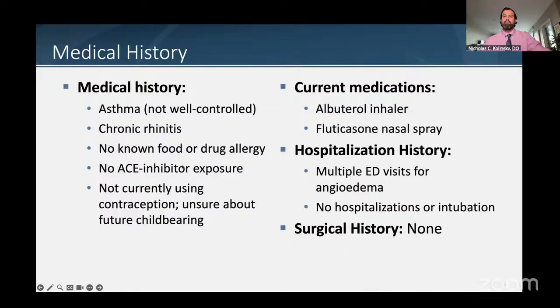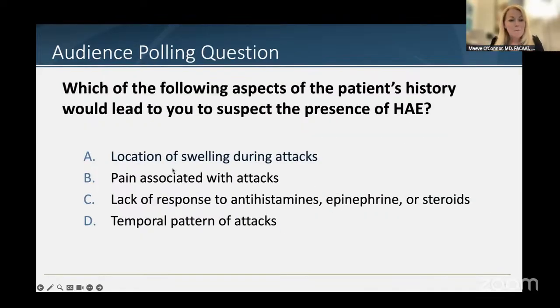Next slide. There we go. So which of the following aspects of the patient's history would lead you to suspect the presence of hereditary angioedema? The location of swelling during attacks, pain associated with attacks, lack of response to antihistamines, epinephrine, or steroids, and temporal pattern of attacks. We'll give the audience a chance to answer.